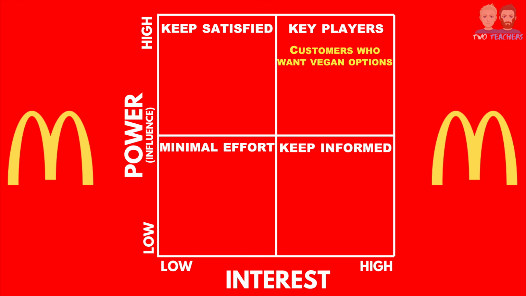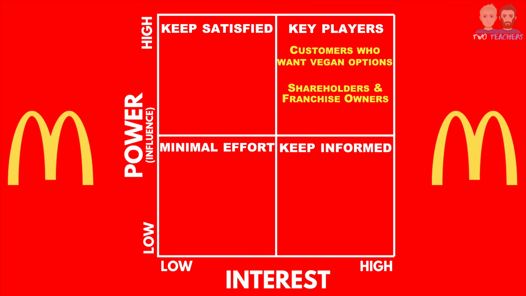Another example of key players would be shareholders and franchise owners. Shareholders want to see how this new product affects the company's profitability, while franchise owners are directly involved in implementing the new menu item. McDonald's might engage with these stakeholders by holding meetings or sending reports to ensure they feel confident in the decision. Next, we've got the keep informed group, people with high interest but low influence.